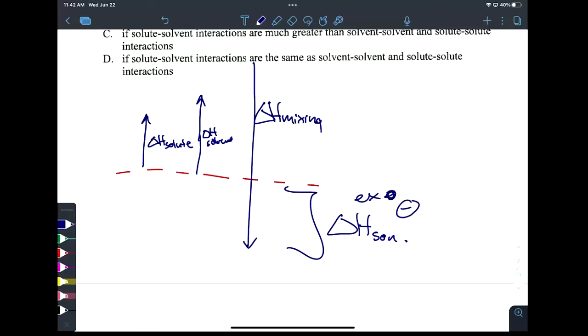So when you dissolve this solute in water, would you expect the water temperature to go up or down? If you dissolve it and you feel it, does it feel warm or does it feel cold? It should feel warm, all right?